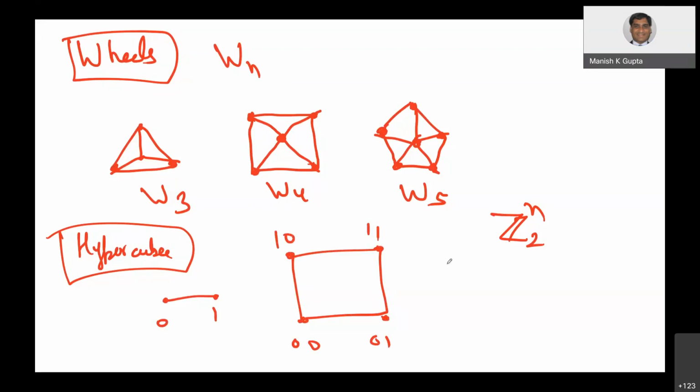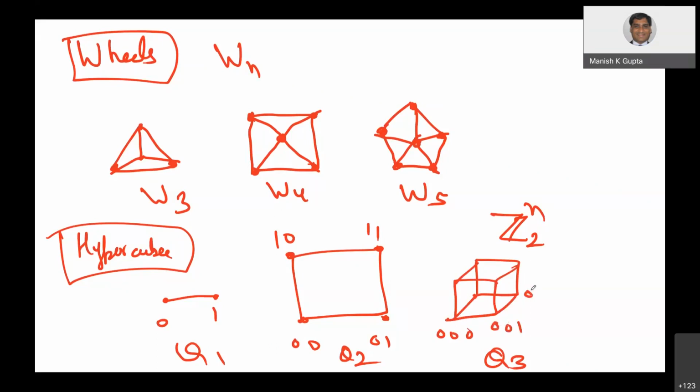And for n equal to 3, this will be the actual cube. We call them Q1, Q2, and you can write down Q3. Q3 is a hypercube, right? With vertices 000, 001, 011, 111, 110, 100, 010, 101. All 8 points are vertices, and everything is connected. Hypercubes are also very important to study. There are a lot of interesting things about hypercubes.